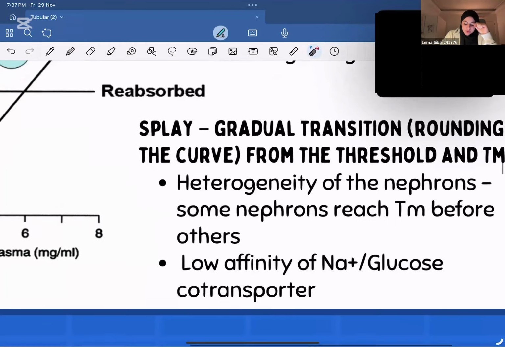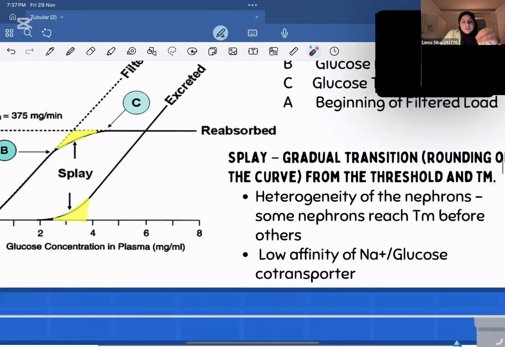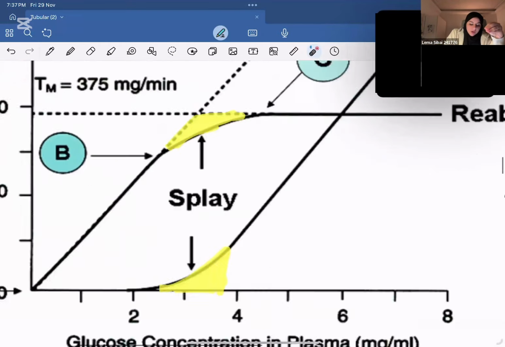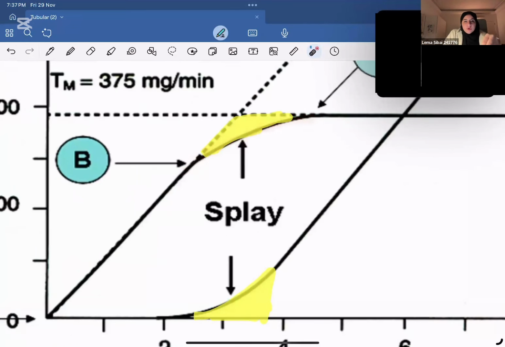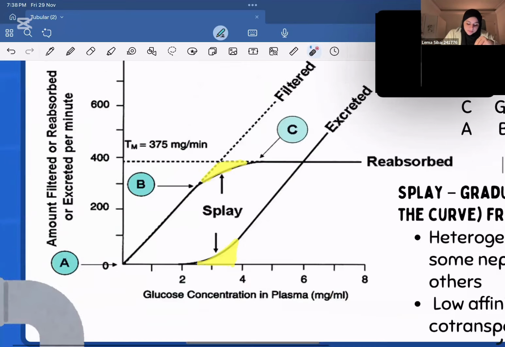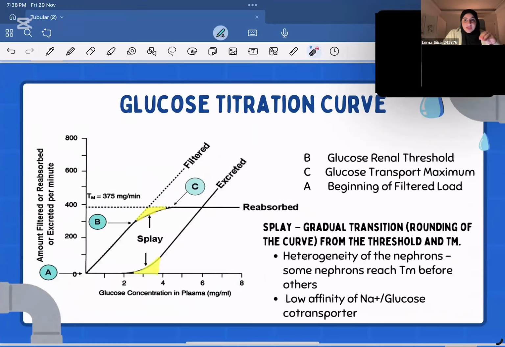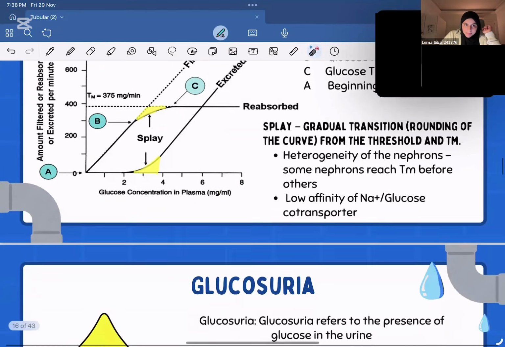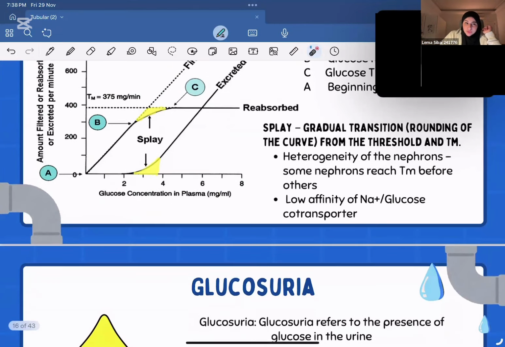And low affinity of glucose transporters just means that once they start to get saturated, they don't have a strong enough affinity to glucose as they previously did, because they're now all saturated and they have no room to reabsorb more. Is that understood? Because this is a really important graph. Just keep in mind that this may be tested on, and I want you guys to know this completely. If all is good, I'll continue.